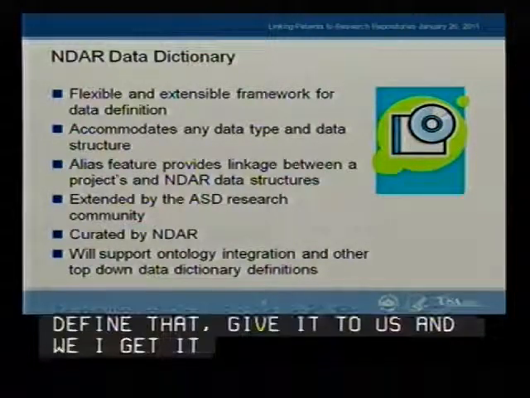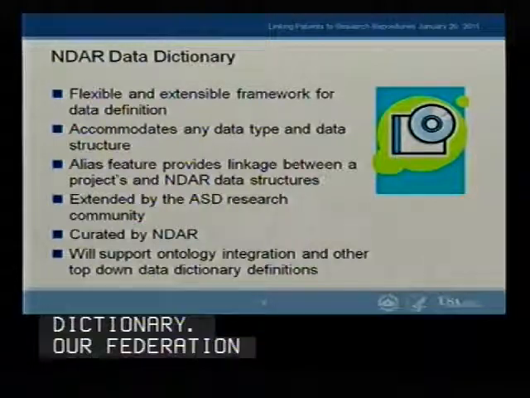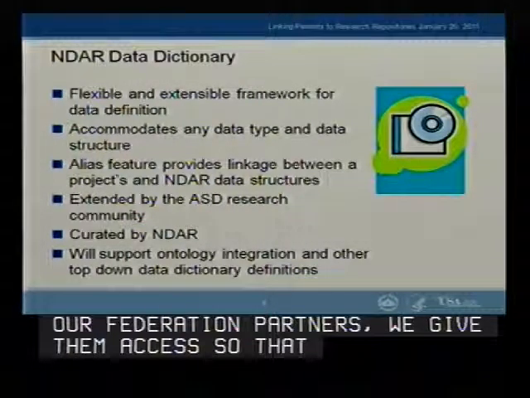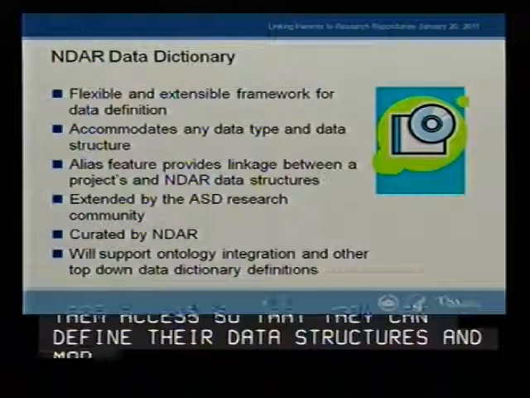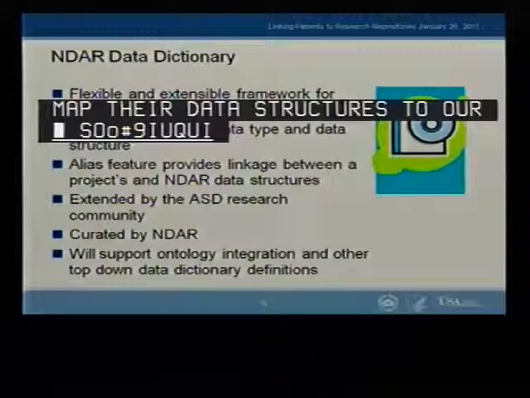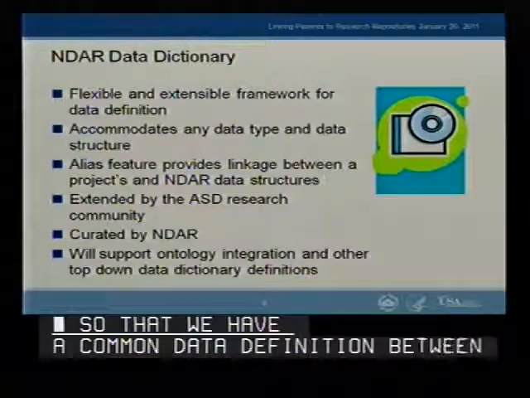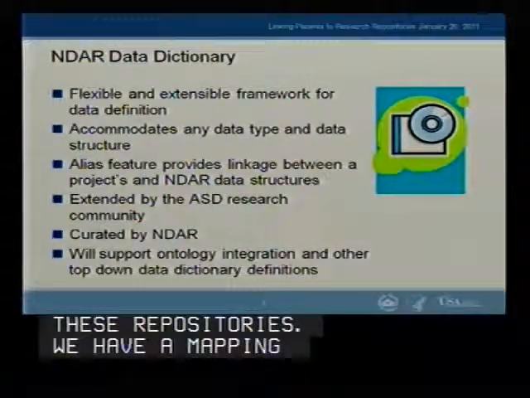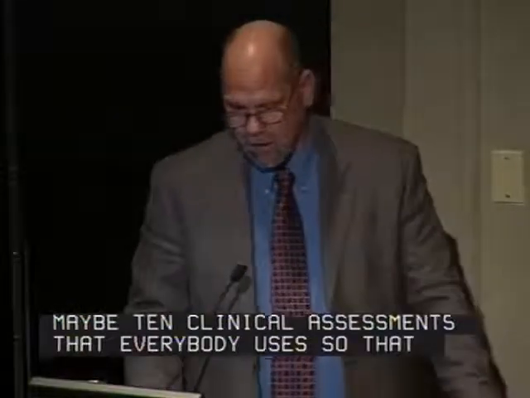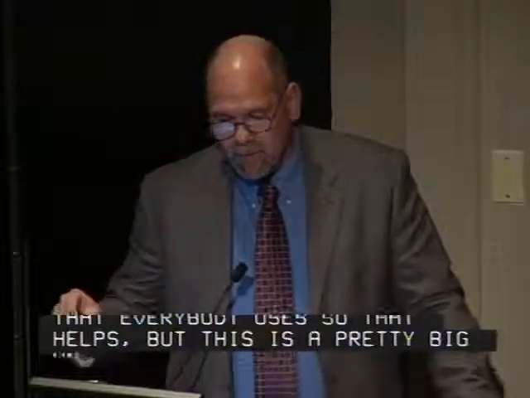Our federation partners, we give them access so that they can define their data structures and map their data structures to our data structures, so that we have a common data definition between these repositories. We have a mapping feature, which we call our alias feature. So their data definition maps to ours. We're relatively lucky in autism where there's a gold standard of maybe 10 clinical assessments that everybody uses, so that helps. But this is a pretty big undertaking. And I also want to note that we will support ontology integration, and that's certainly on our list.